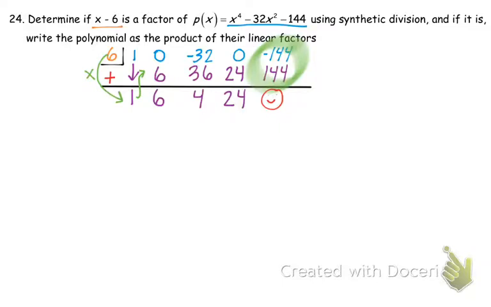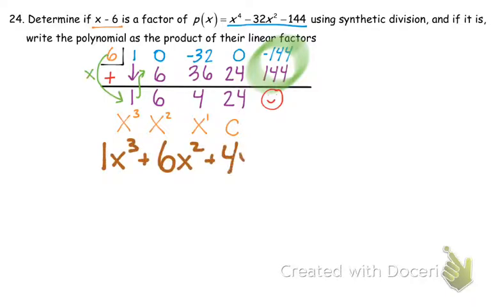So now we can rewrite this polynomial as a function, because 24 is our constant term, 4 is our x to the first, 6 is our x squared, and 1 is our x cubed term. So let's write that out. 1x cubed plus 6x squared plus 4x plus 24. So now we have to figure out how to determine the other linear factors.